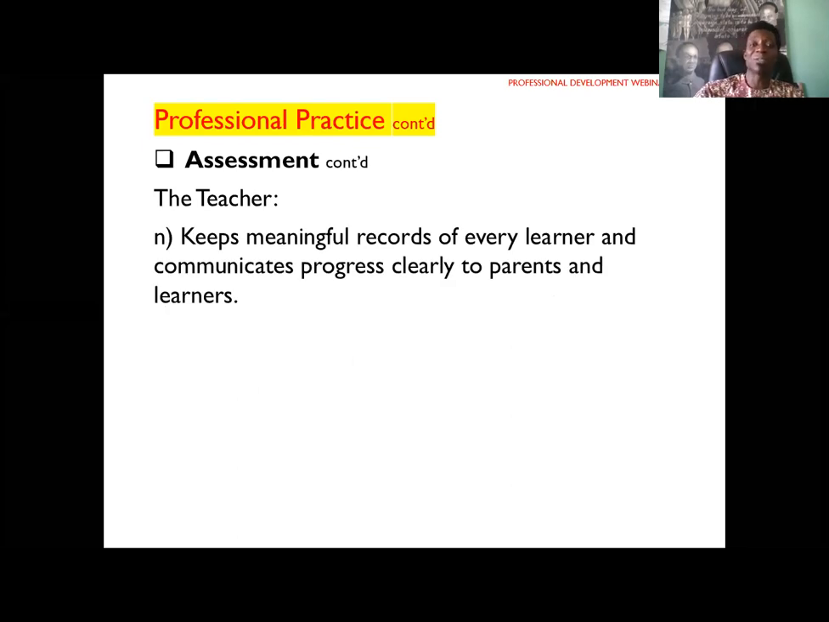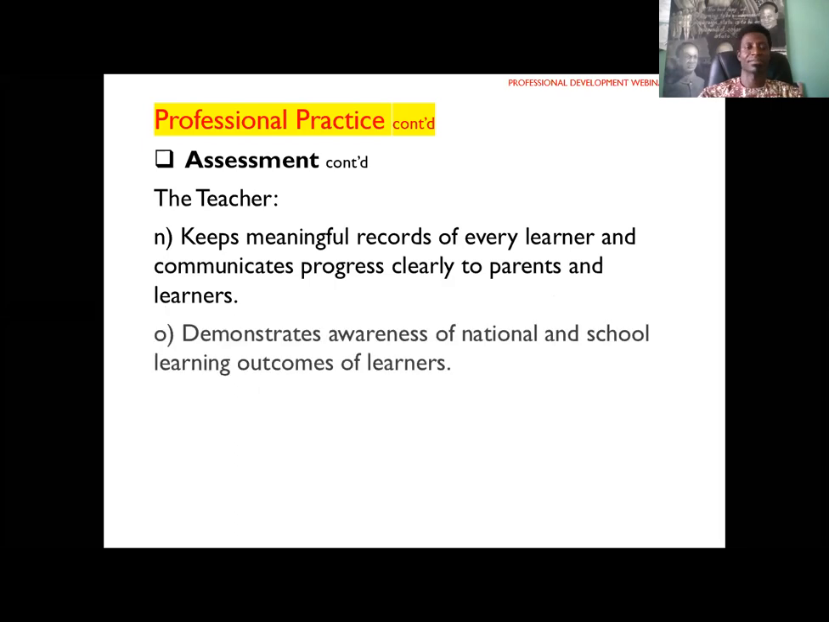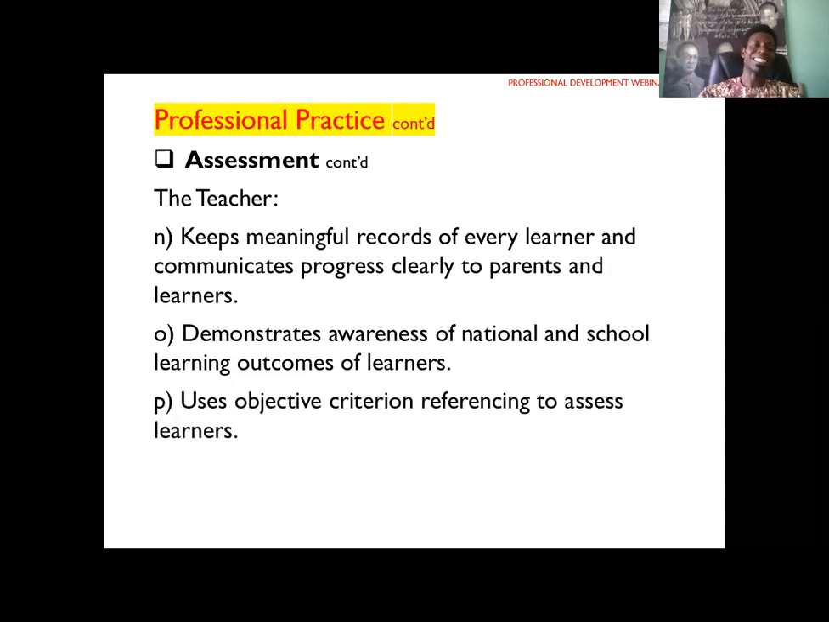The teacher also keeps meaningful records. I said meaningful records, not records of the wrongdoings of the child. Meaningful records of every learner and communicates progress clearly to parents and the learners. The teacher also demonstrates awareness of national and school learning outcomes of learners. I take that again: the teacher demonstrates awareness of national and school learning outcomes of the learners, and then uses objective criterion referencing to assess learners. Objective criterion referencing to assess learning.